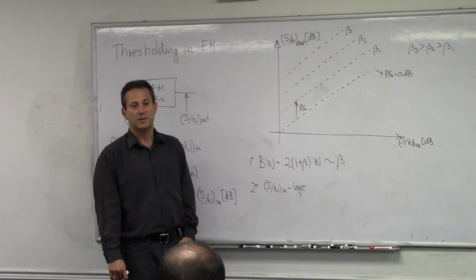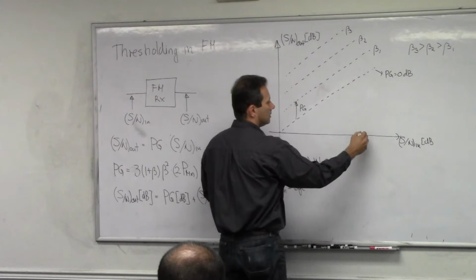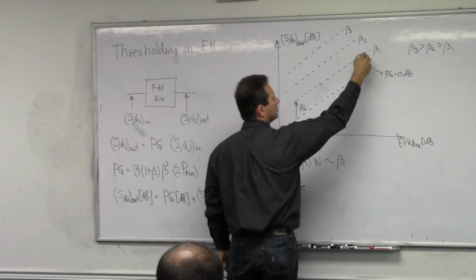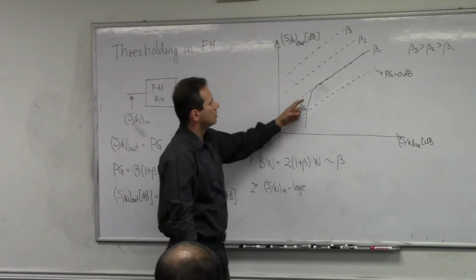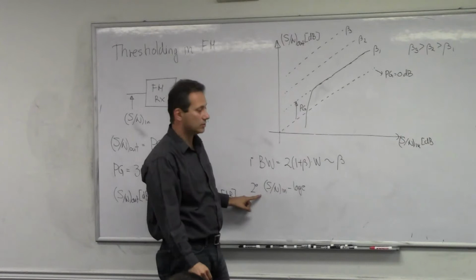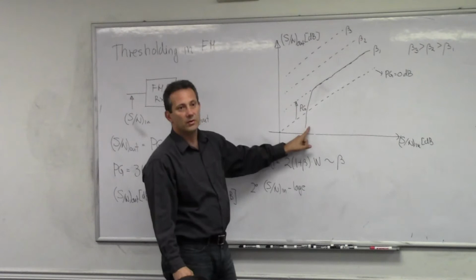So now let's travel down from here on one of these curves. For large signal to noise ratios, you're going to be on this ideal curve. But then as you decrease, at some point, your input signal to noise ratio is not going to be good enough to justify the assumption that your signal to noise ratio is large. And at that point, the performance of your FM degrades rapidly, right?